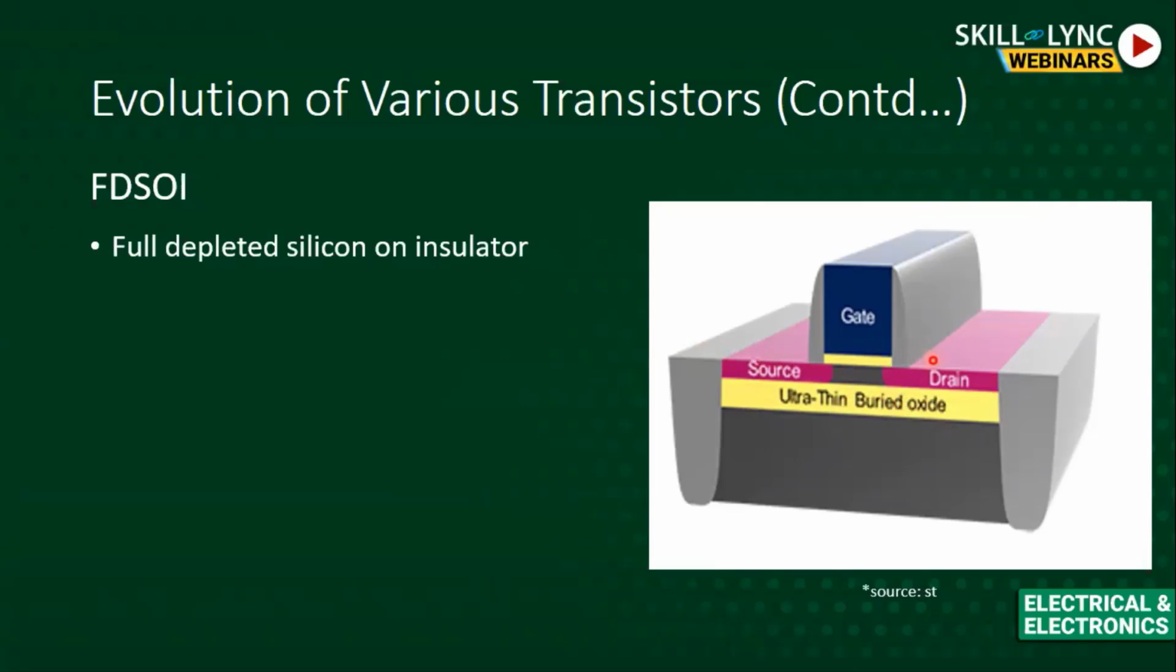Above that, we'll have the source and drain, and above that, we'll have the gate. So you can see an oxide layer on the top and an oxide layer on the bottom. So we have oxide layers on the top and bottom, and in between we have a very thin channel. That is how the FDSOI technology works. So when we go for FDSOI technology, the leakage currents will be reduced.